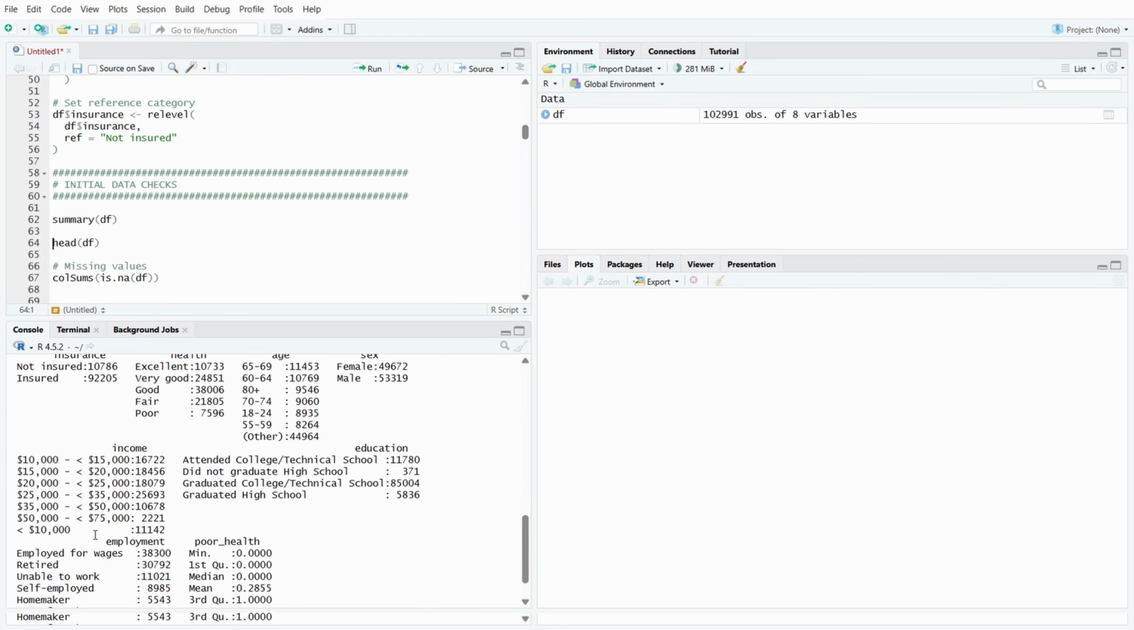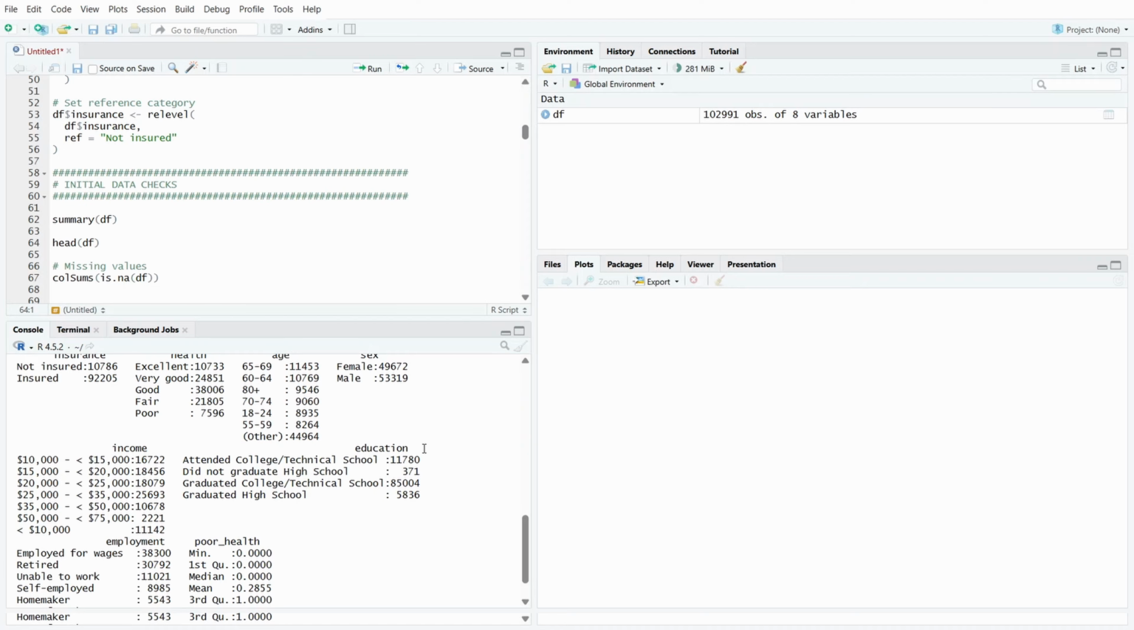Next, we move to income categories. The largest income category is $25,000 to less than $35,000, with more than 25,000 respondents. Relatively fewer respondents appear in higher income groups, such as $50,000 to less than $75,000. Overall, this distribution suggests the sample contains many lower and middle income respondents.